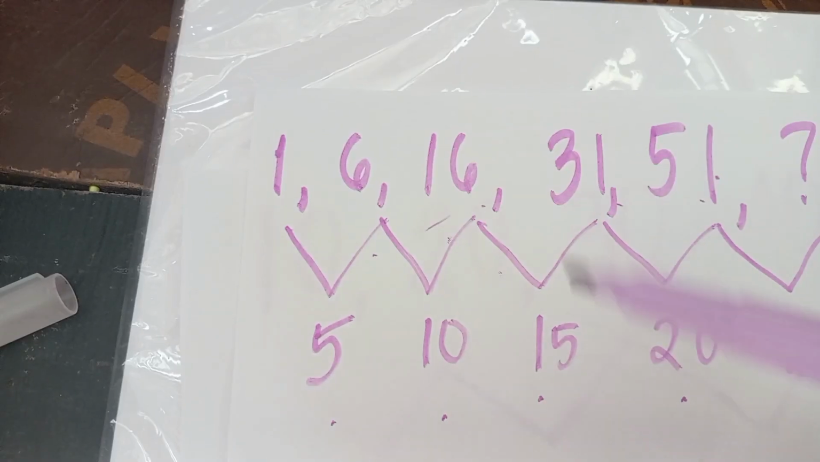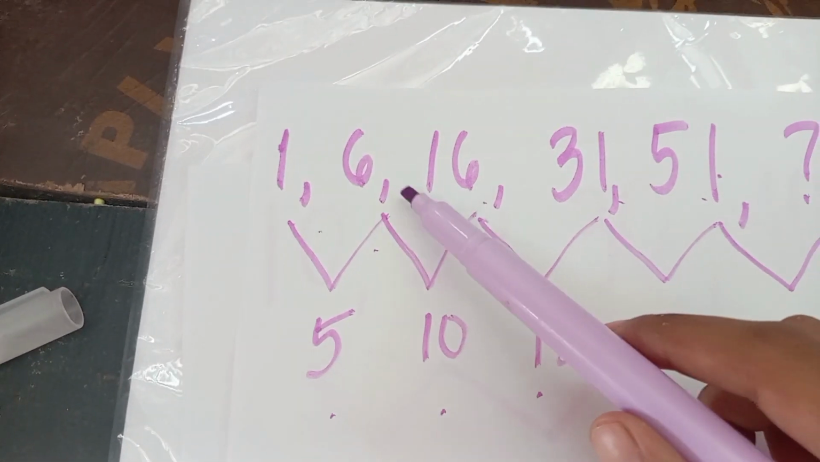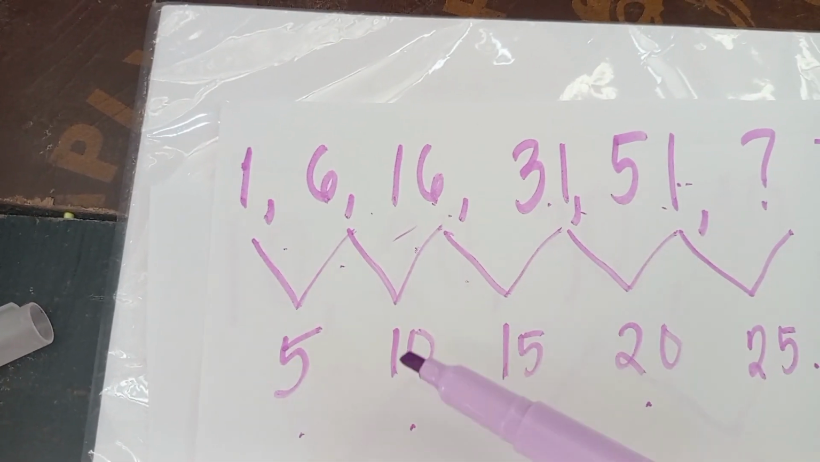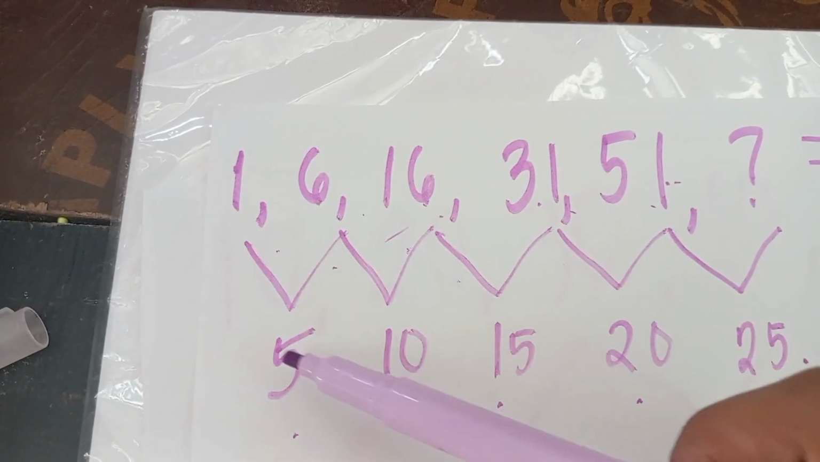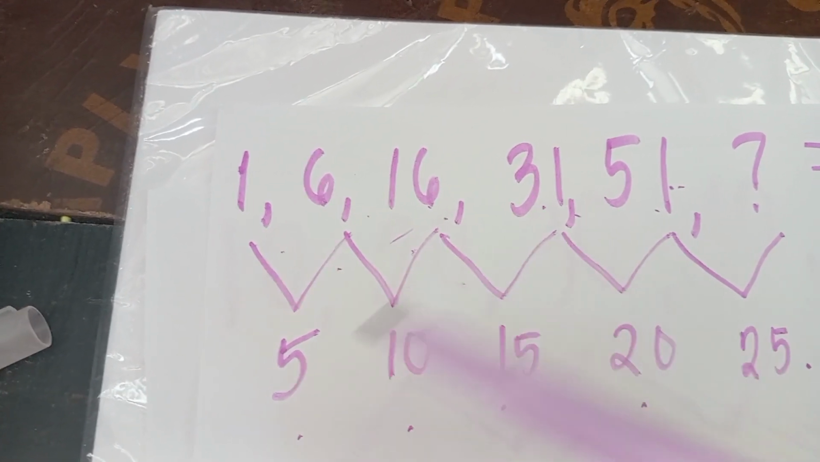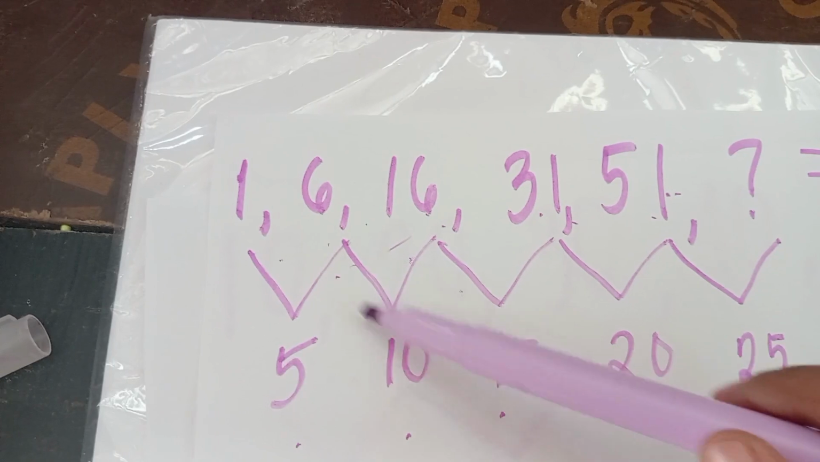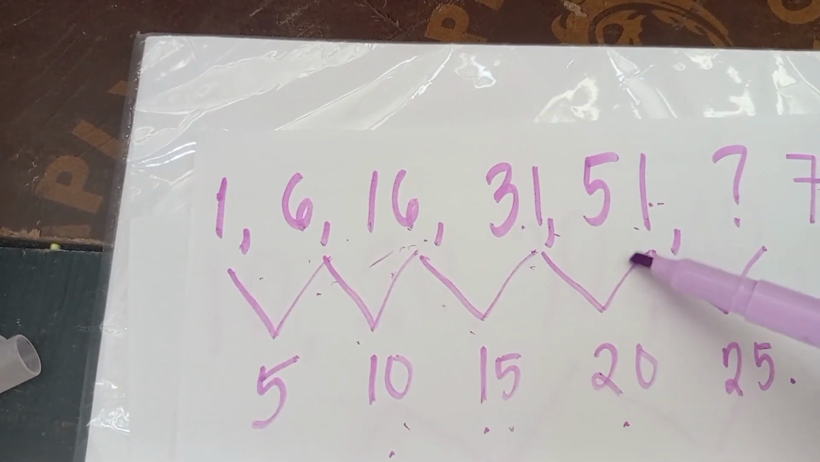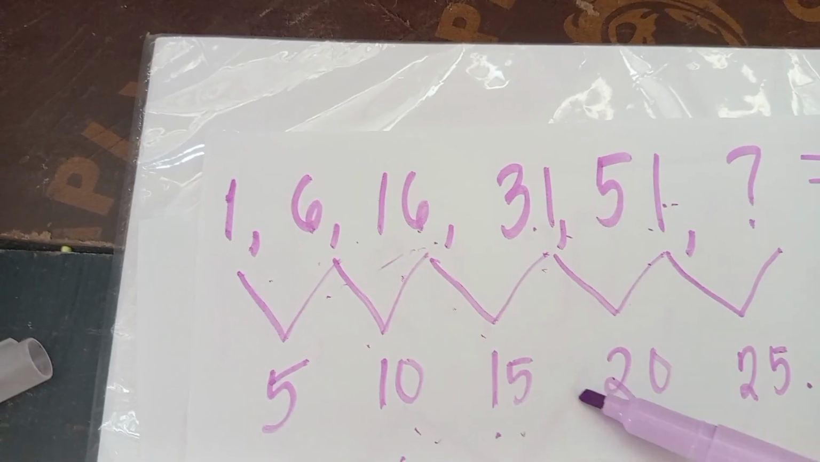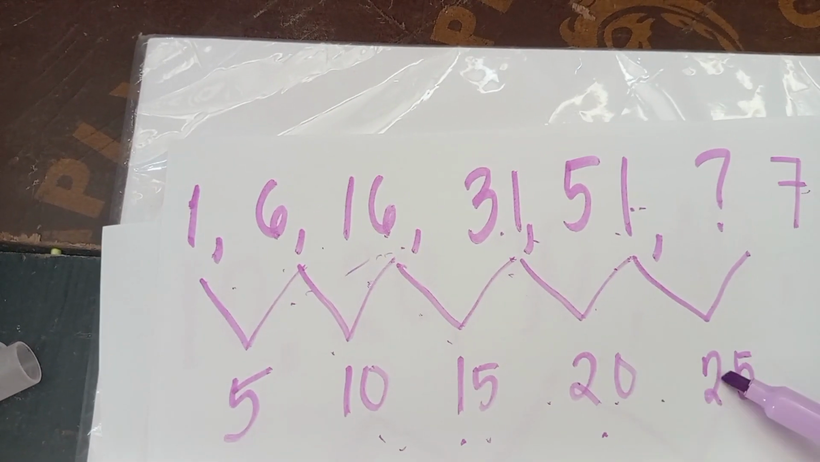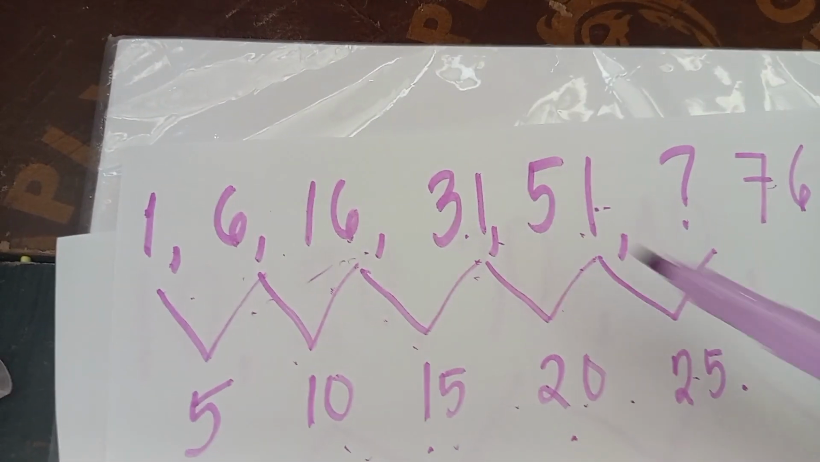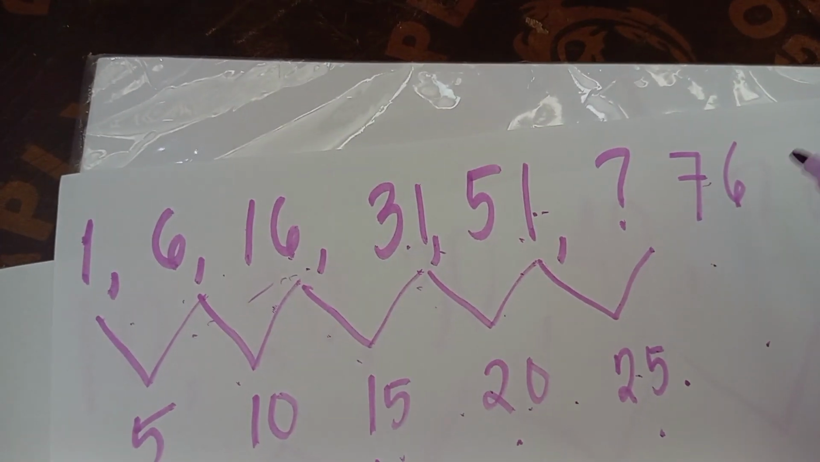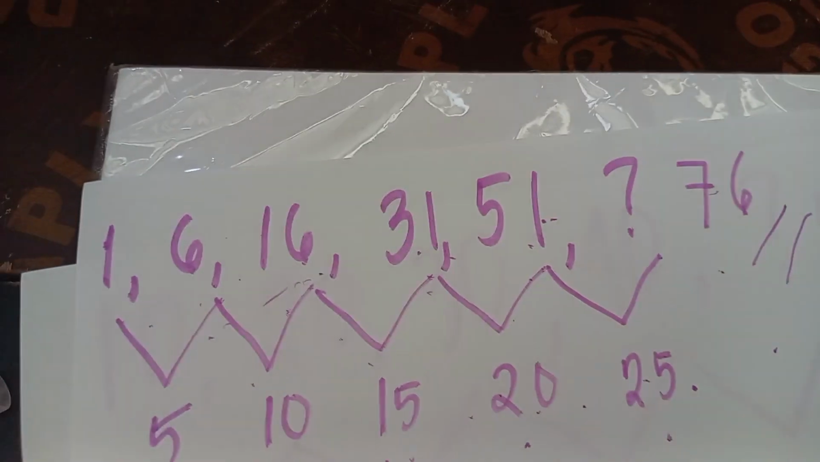So the next example is 1, 6, 16, 31, 51. And let's predict the next number. So the pattern is, let's find the difference. The difference between 1 and 6 is 5. 6 and 16 is 10. 16 and 31 is 15. 31 and 51 is 20. So 5, 10, 15, 20. So the next number for 20 is 25. So 51 plus 25 is 76. So 76 is the next number after 51.